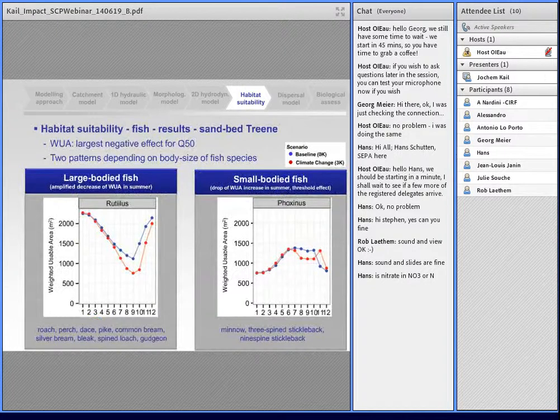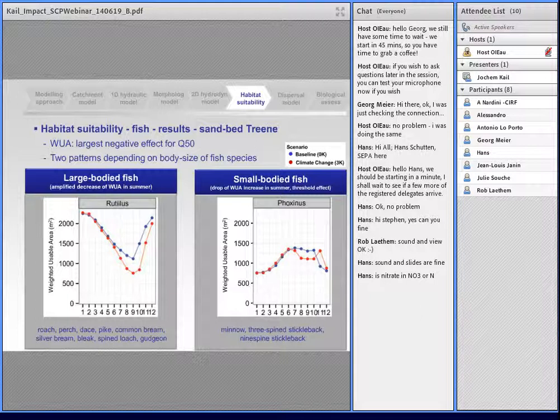These are the results for the weighted usable area for different groups of fish. You can see here the month on the x-axis and the weighted usable area on the y-axis. And you can see for the large-bodied fish there is a decrease in the weighted usable area due to the seasonal pattern of discharge, simply because the depth decreases. And this decrease is amplified due to the decrease in discharge caused by climate change.